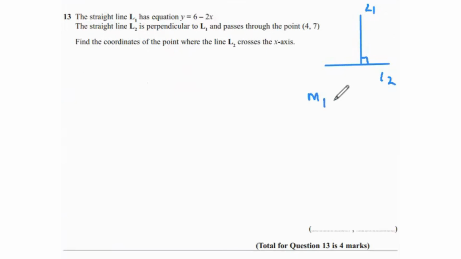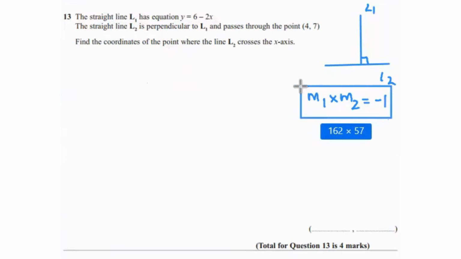What happens is that the product of the gradients equals -1. That is the condition that we use when we're solving questions for perpendicular lines. If you recall, for parallel lines, we said that the gradient is the same for both the lines. But if two lines are perpendicular, the product of the gradients will always equal -1.